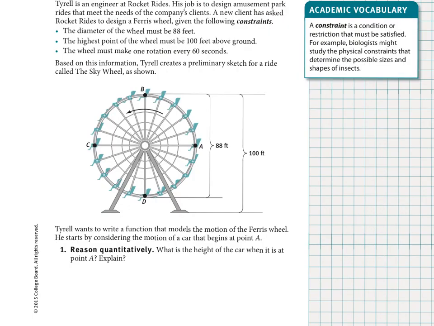Okay, now that you've read that, let's start to answer these questions not from a math standpoint, but just from a making sense standpoint. So what is the height of the car when it's at point A? So obviously our radius here, like we said, was 44 feet. So this is 44 plus whatever this gap is. So 100 total, so that makes this 12. So that must be at point A, that must be 56 feet above the ground. So that feels pretty good.